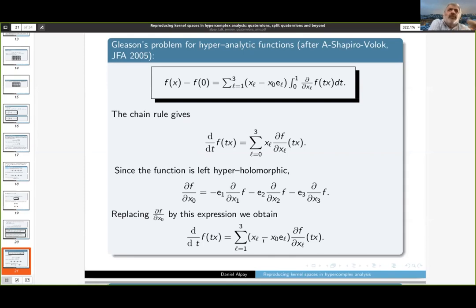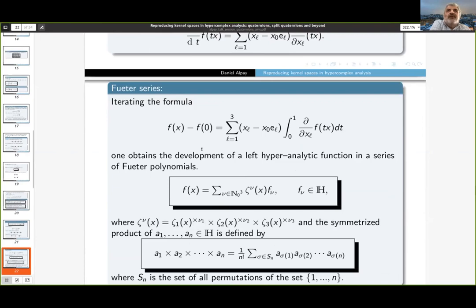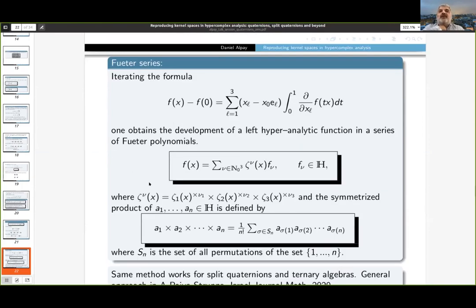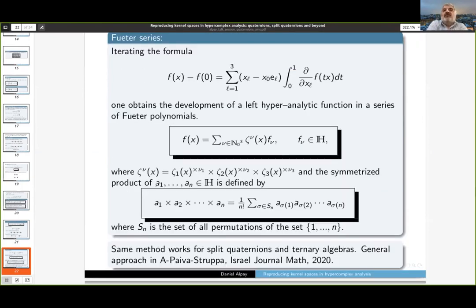So you take a hyperanalytic function, you differentiate, and then you replace the differentiation with respect to x0 by this, because the whole sum is 0. And then you get this equation in a very natural way. You see that you have here the Fueter variables. Then when you integrate back, you get this, and if you iterate, you have in a natural way a Fueter series, which were introduced by Fueter in the 30s. I would like to mention that the same method works also for split quaternions and ternary algebras.